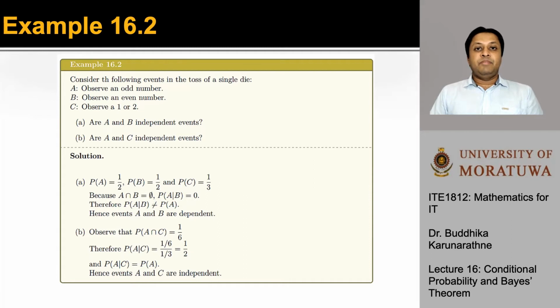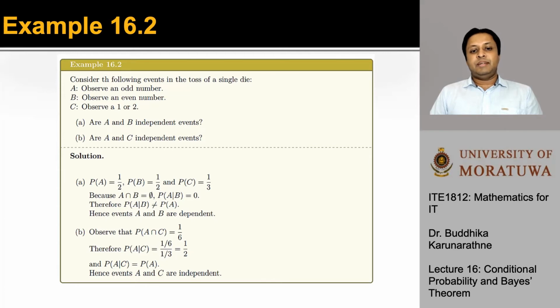Therefore, P(A given B) is not equal to P(A), because we have a value for P(A) which is 1 over 2, 0.5. But P(A given B), we see that it is 0. Therefore, we see that P(A given B) is not equal to P(A). Because of that reason, events A and B are dependent. They are not independent.